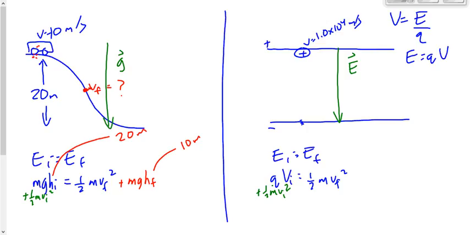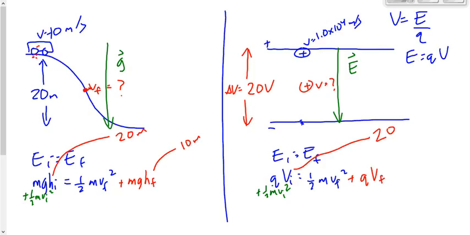What about over here? Let's say the potential difference between here is 20 volts. Let's say I wanted to find the speed as it's gone halfway across. The initial doesn't change. How does the final change? Kinetic energy and potential. What's the potential energy at the end? QV instead of mgh. What was the initial potential? 20. What's the final potential? 10. Isn't it the same thing?